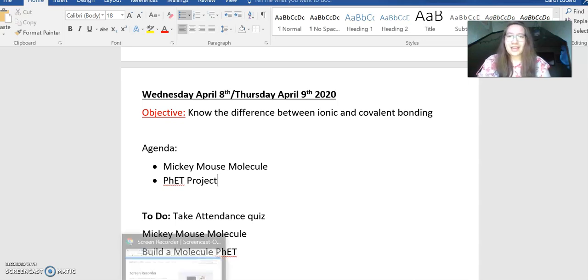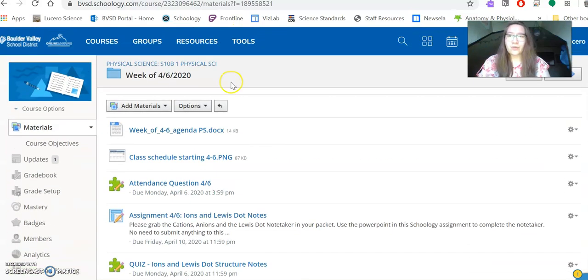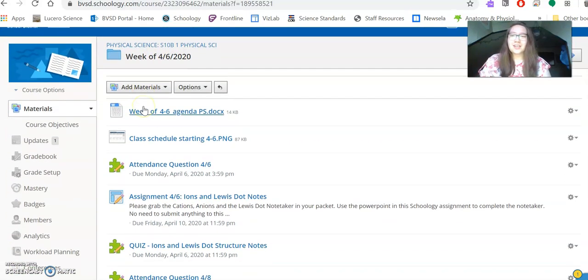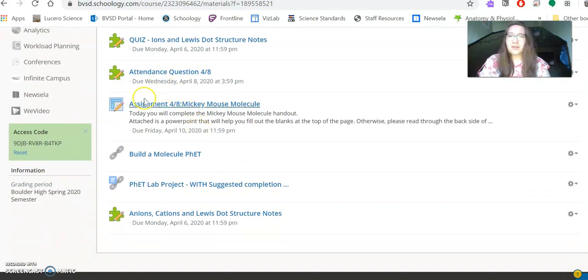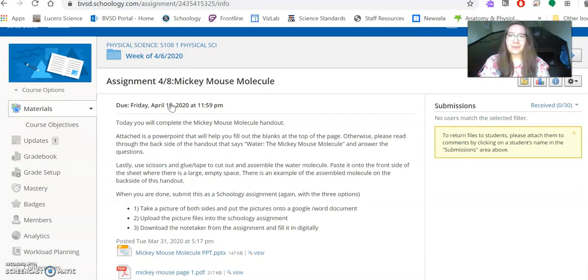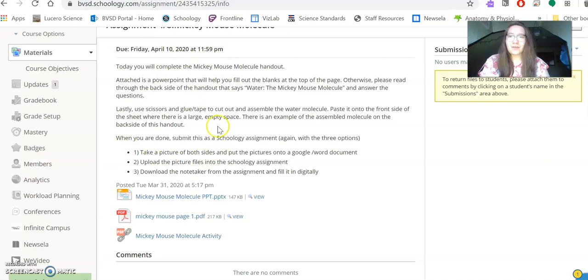So let's go ahead and go into Schoology. We're going to take a look at the week of April 6th. You should have already done all of this stuff for ions in Lewis dot, and we're going to skip all the way into the assignment for April 8th or April 9th, depending on what period you're in. And you'll see that you are going to be actually filling out the handout and taking a picture of this. So let's actually take a look, number one, at the handout.